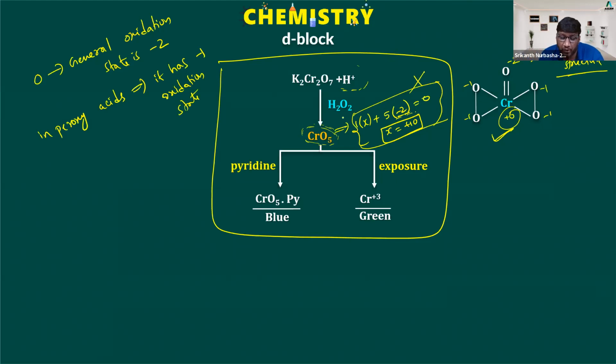K2Cr2O7 upon treatment with hydrogen peroxide in acid medium produces CrO5. This CrO5 upon treatment with pyridine can form a complex like CrO5·pyridine, which is blue in color. It can also be converted to Cr+3 if you expose it to heat, which is green in color. This is about the reactions of K2Cr2O7 to CrO5.